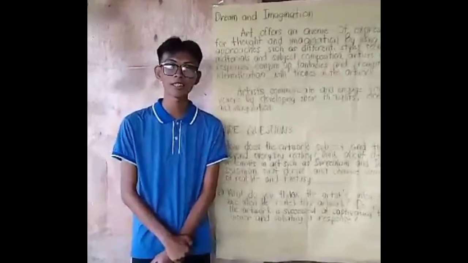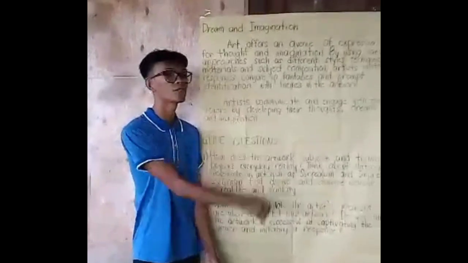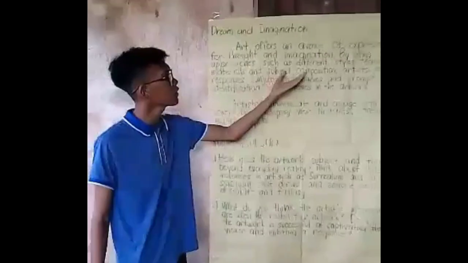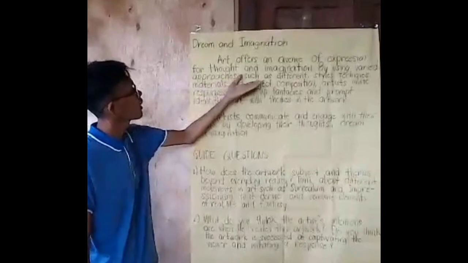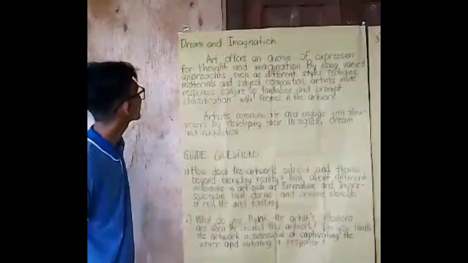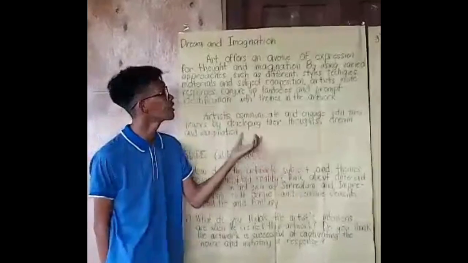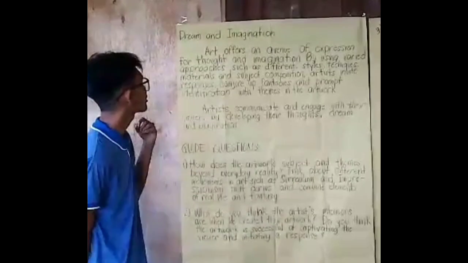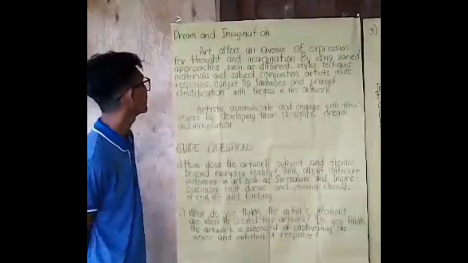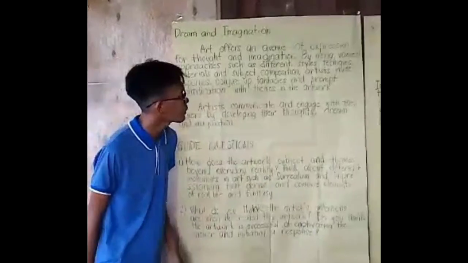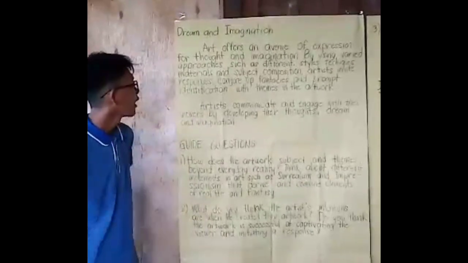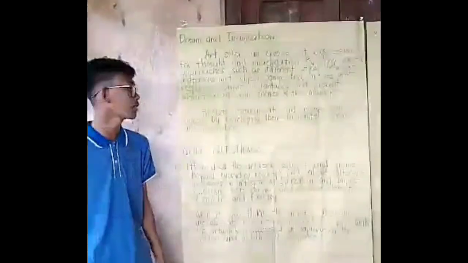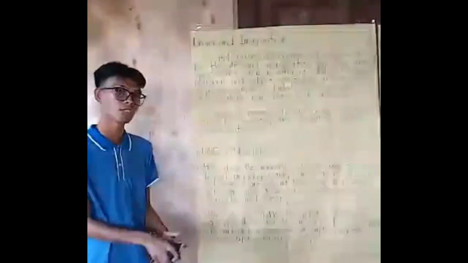Good afternoon, everyone. This is the continuation of our report, Module 12: Dream and Imagination. Art offers a venue of expression for thought and imagination. By using varied approaches such as different styles, techniques, materials, and subject composition, artists invite responses, conjure up fantasies, and prompt identification with themes in the artwork. Artists communicate and engage with their viewers by developing their thoughts, dreams, and imagination.